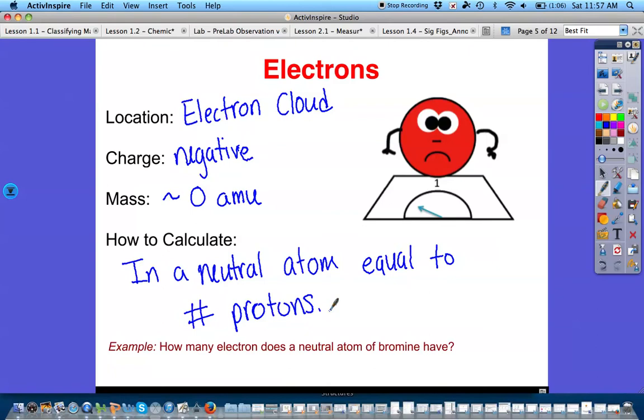We will talk about what happens when atoms are not neutral later on, but for right now you can consider everything a neutral atom. So how many electrons does a neutral atom of bromine have? Well, remember we said that it had 35 protons because the atomic number is 35. So it is also going to have 35 electrons since we're told that it is a neutral atom.